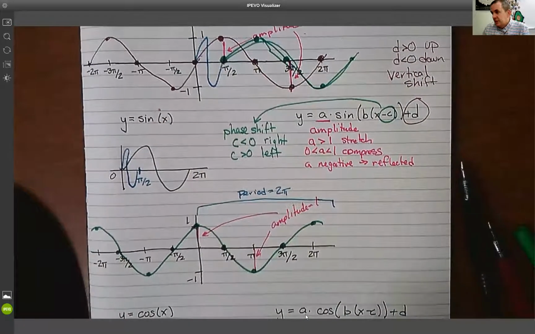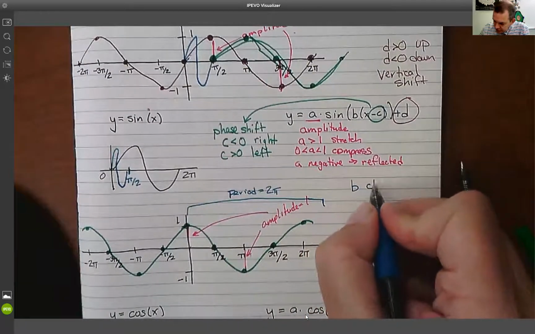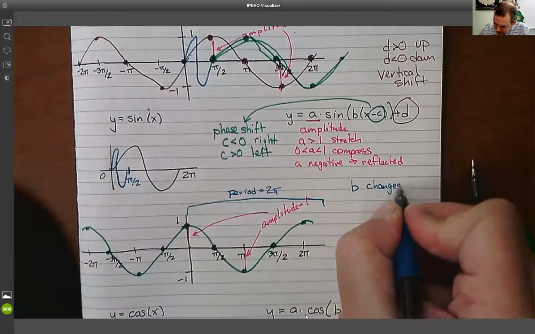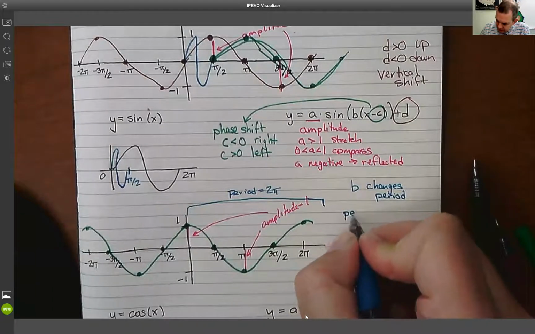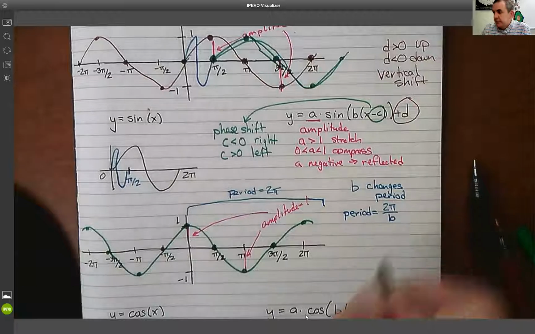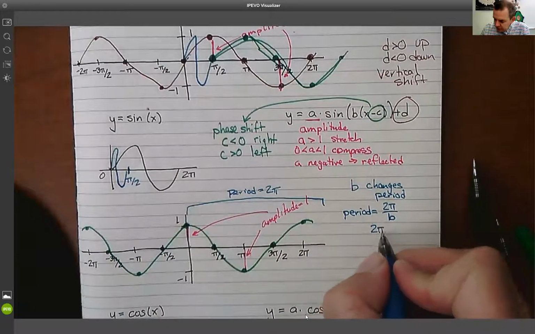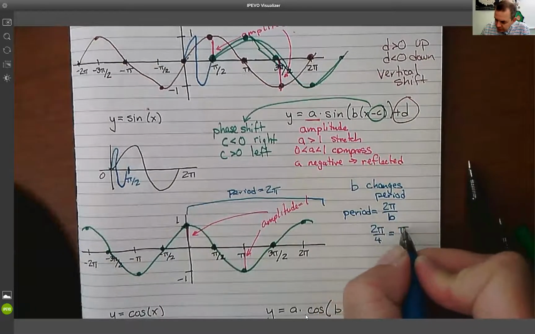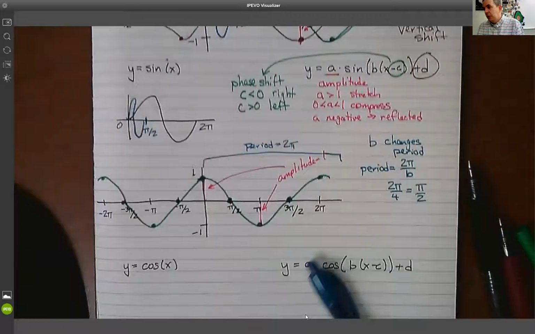So what it does is the B part changes the period, and it's the only formula we need to know. The period is equal to 2 pi divided by B. So in this case, what we did in the calculator, we did 2 pi over 4. So that tells me that the new period is pi over 2. Well, again, what this is saying is it's taking less time to get through that up and down. So that's how you play with a curve, and the same holds for cosine.